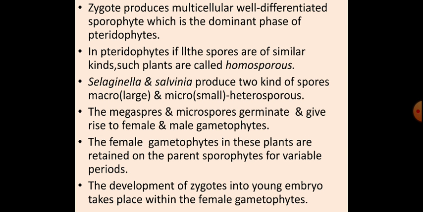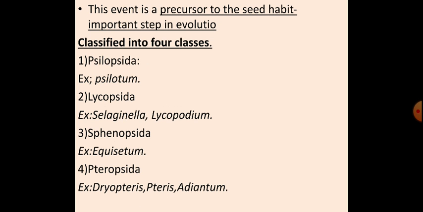Okay, the development of zygote into young embryo takes place within the female gametophyte, and this event, development of zygote into embryo, is the first step to the seed habit. Till now, you didn't get a seed in the plant body. Nowadays, in angiosperms, how will we plant a plant? We will take the seed of the plant and allow the seed to germinate in the soil, right?